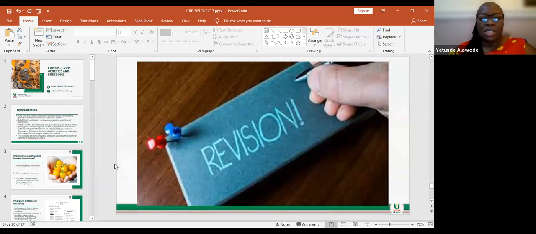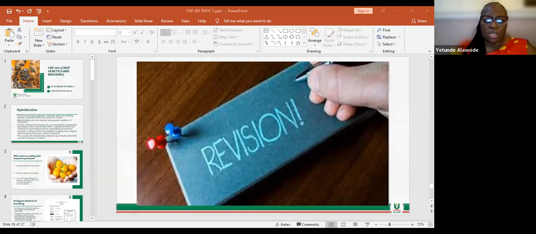I don't think there's any issue. So far, so good. So, any other question? Any other question? I think that is all with your CRP305, crop genetics and breeding.